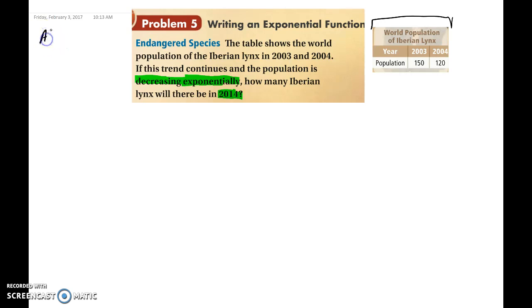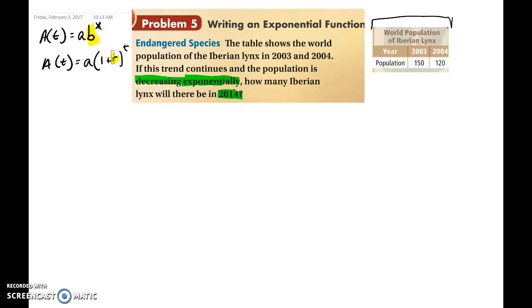So we have two formulas that we can use. A sub t is equal to a times b to the x, or a sub t is equal to a times 1 plus r raised to the x or t value. So let's just say t for time. All right, so then from here, what we will have to do is solve for this b or solve for the rate.